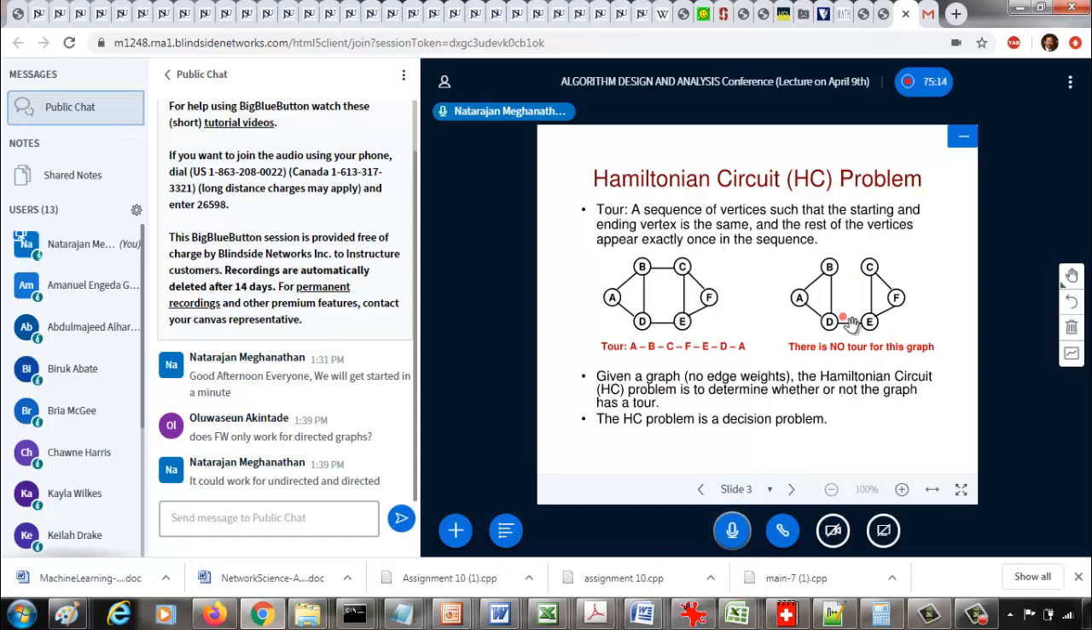Now on this graph, whatever you try, this graph does not have a tour, because you cannot start from one vertex, go around all the other vertices exactly once, and come back to the starting vertex. So the answer should be no. This graph does not have a tour. So that's the answer we want, yes or no. That's a Hamiltonian circuit problem. Okay, so that's a decision problem.